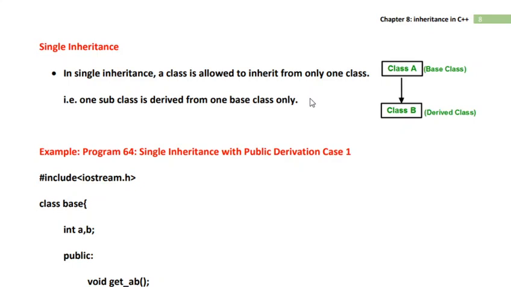Now, to begin with, let us try to understand the simplest type of inheritance, that is called single inheritance. In single inheritance, a class is allowed to inherit attributes and behaviors from only one base class. That is, one subclass is derived from only one base class. So here we have two classes, class A and class B. Class B is the derived class and class A is the base class. So class B is a class that has been derived from the base class A.